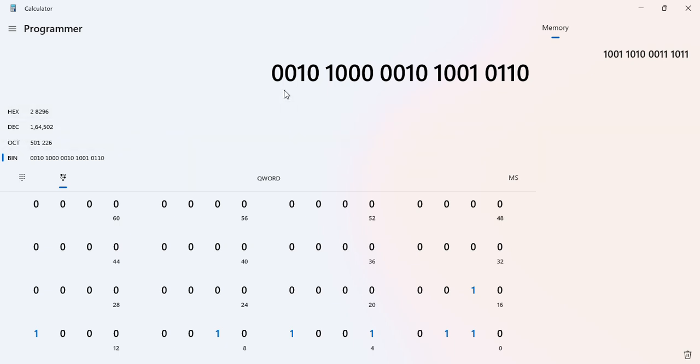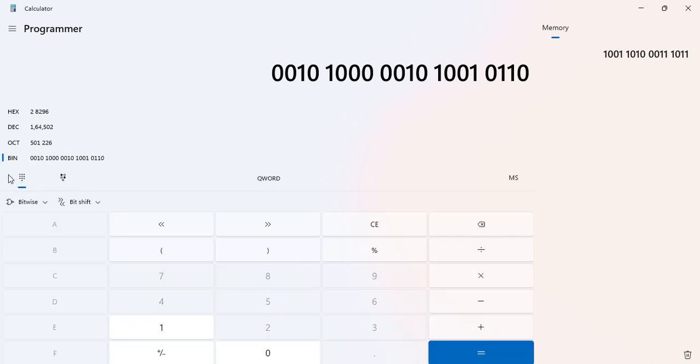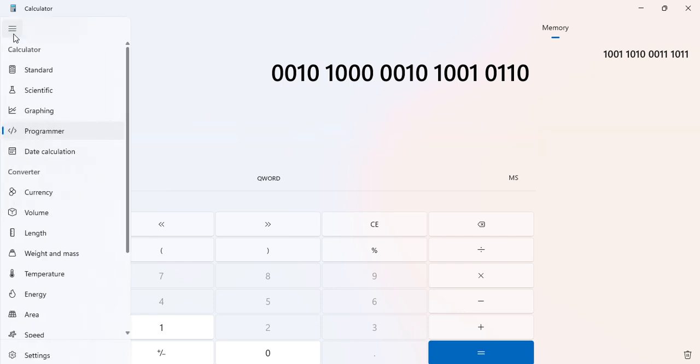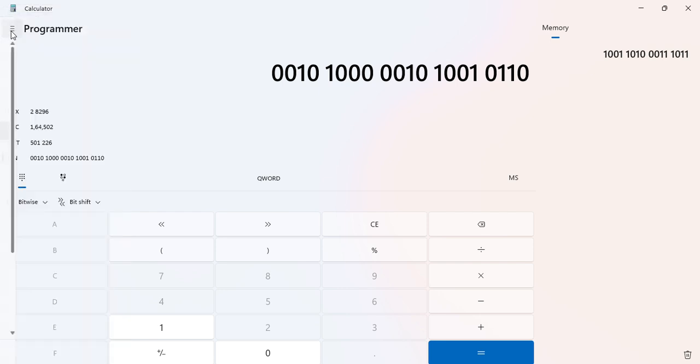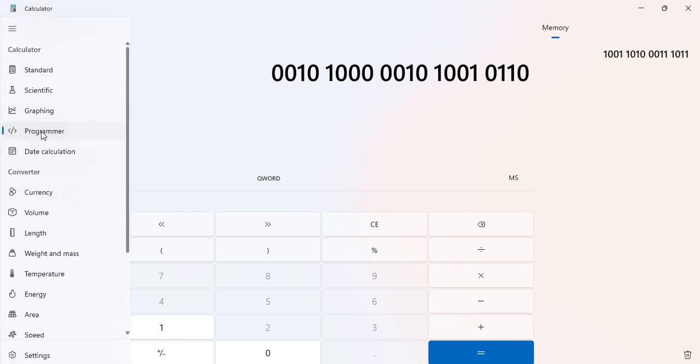And you can find here the value of these zeros and ones is equal to 1,64,502 in the decimal method, and 28,296 in hexadecimal, and 501,226 in octal. So like that we can easily convert. And if you want to get the normal number keypad, just click on this number keypad interchange. So like that we can do the programming structure under programmer mode of the calculator by clicking on this menu navigator and choosing the programmer mode.